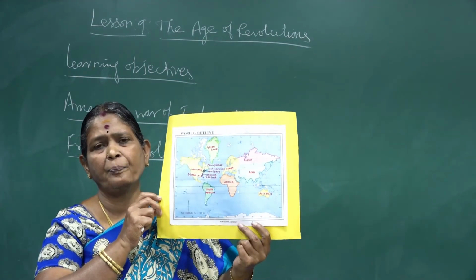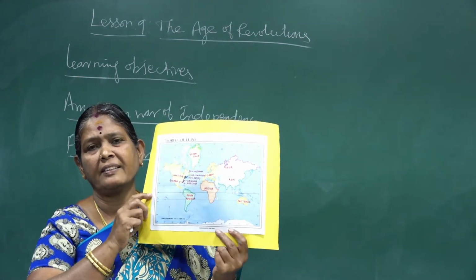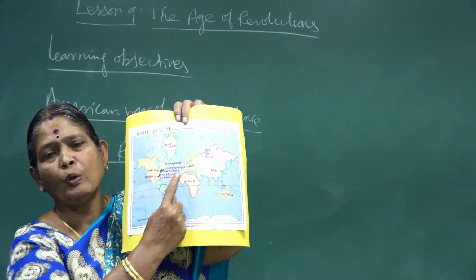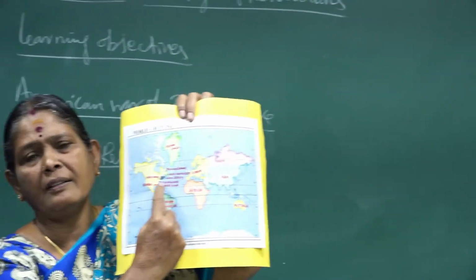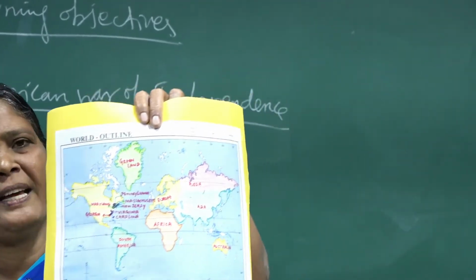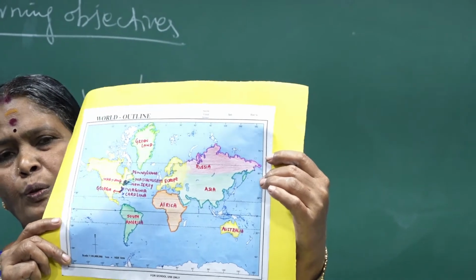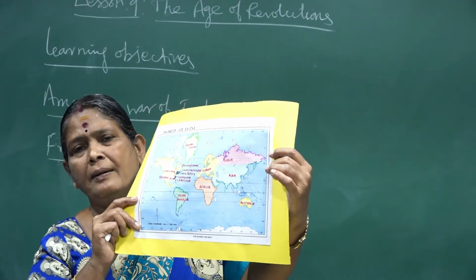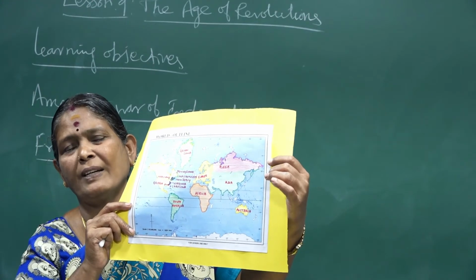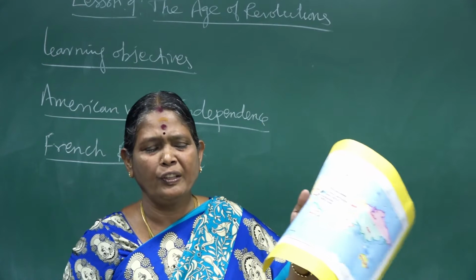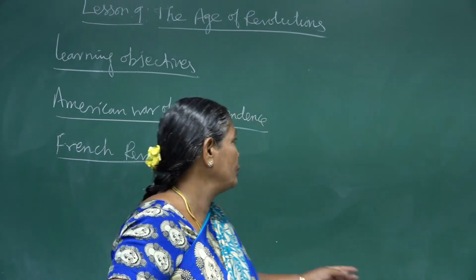Now children, the American colonies, 13 colonies, here what I listed: New Hampshire, New York, New Jersey, those places were marked here. Further, you go through the atlas and get practice for your clearance. Then, children, we are going to see about the French Revolution.